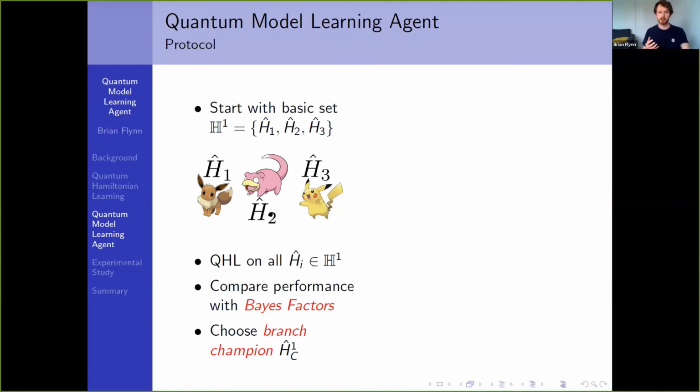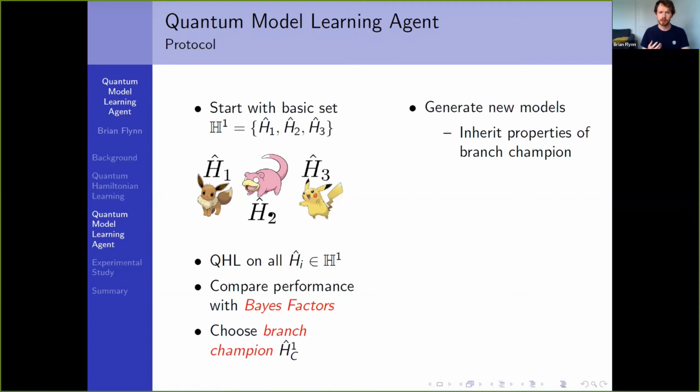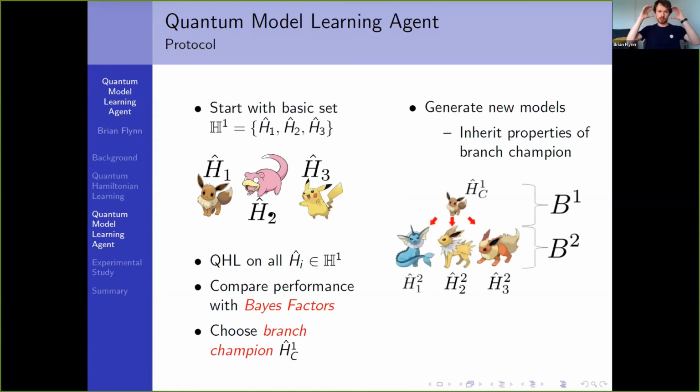The next thing I'm going to do, once I have my branch champion, is generate another set of models. But the important thing is I'm going to bring with me the knowledge that I gained from this branch. So the next set of models are going to bring the properties along with them. So the physics I learn here, I bring to the next branch with me. Then all I have to do is iterate, and at the end, pick my global champion, if you like, the one that I believe best describes my system.